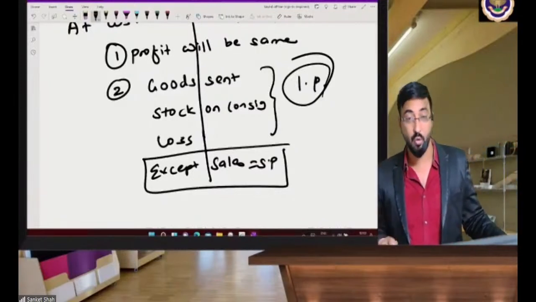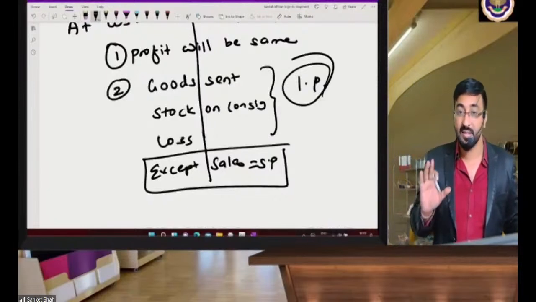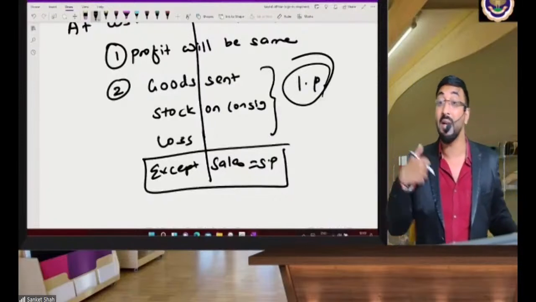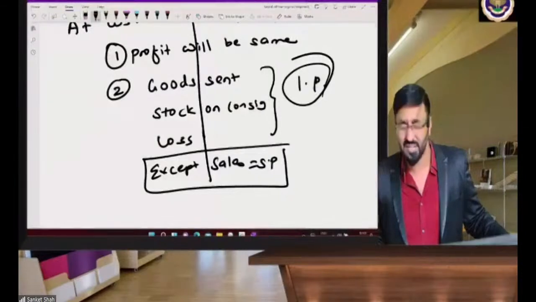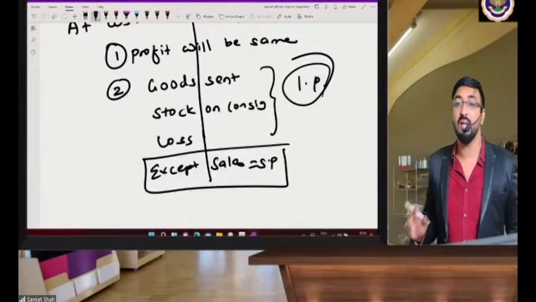Yes, that we are going to explain, but understand, whenever goods are sent at invoice price, we are going to cancel unrealized profit on that.